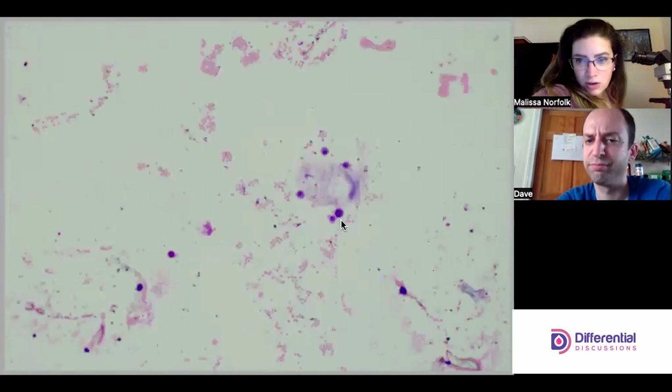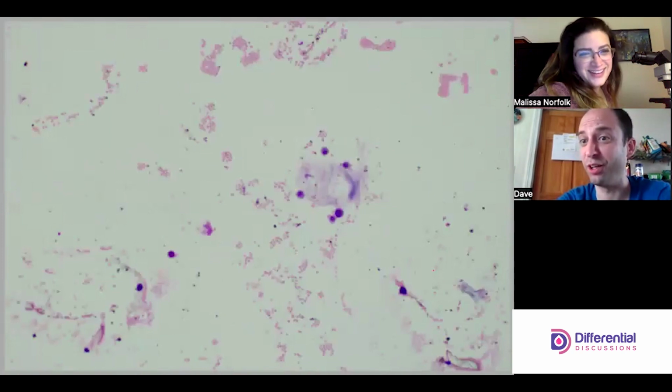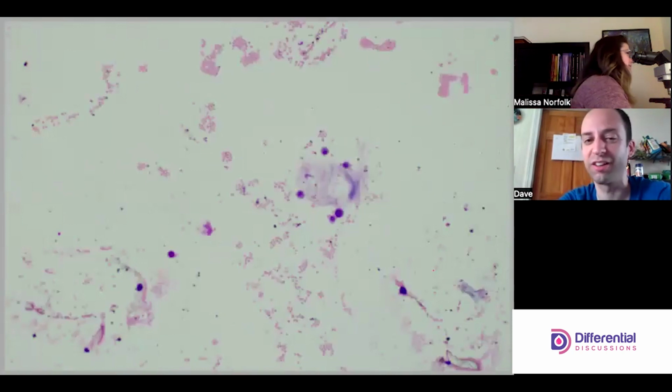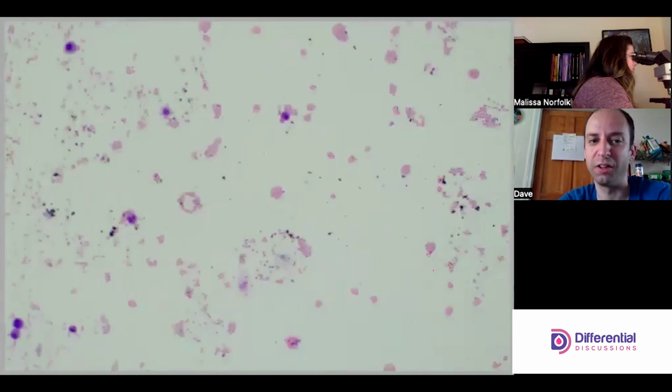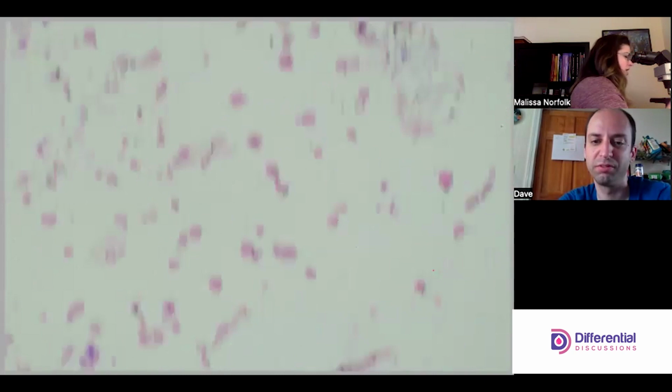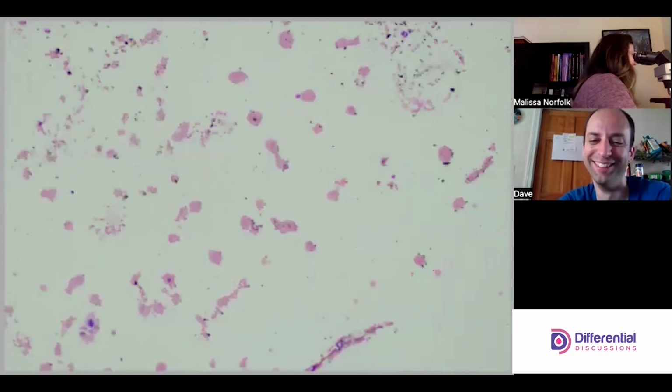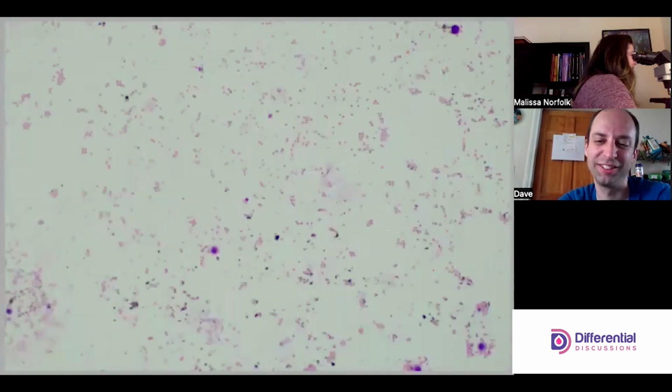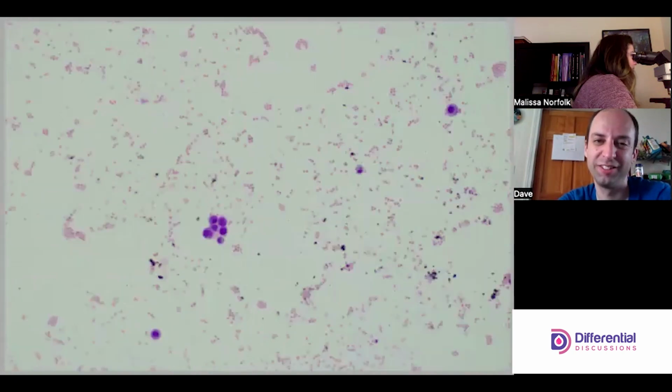Just look at how dark they are. Think about high NC ratio, huge and dark. My alarm bells are ringing internally. All right, let's go back to that clump.